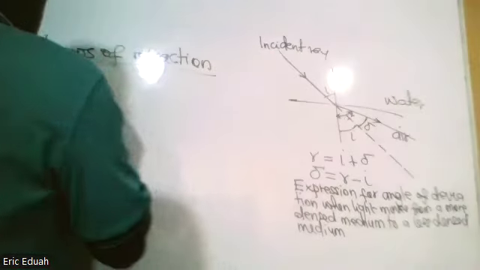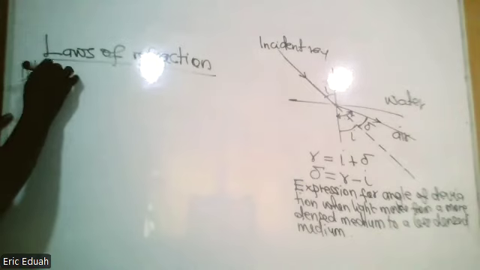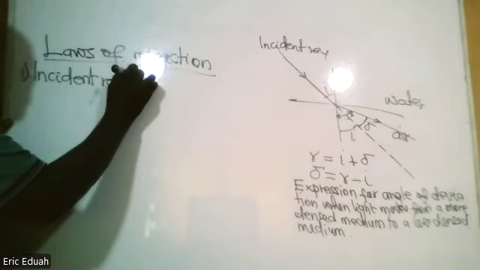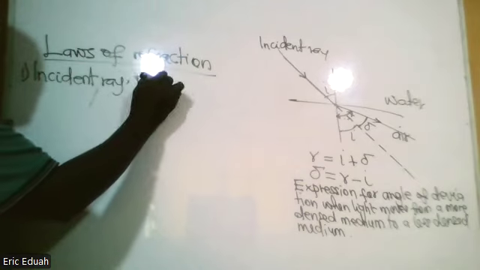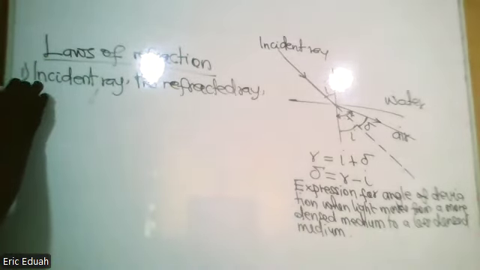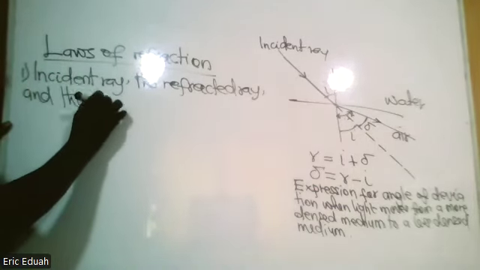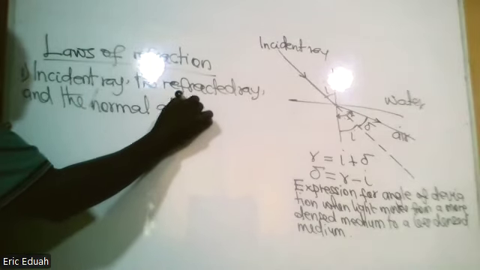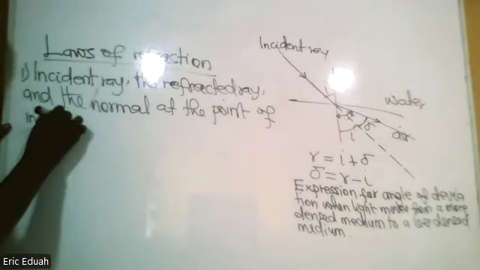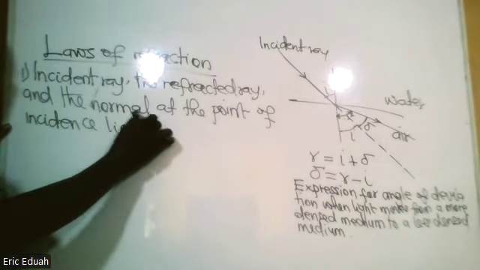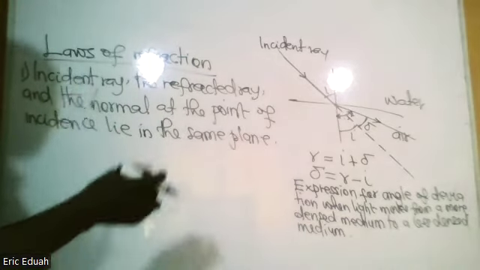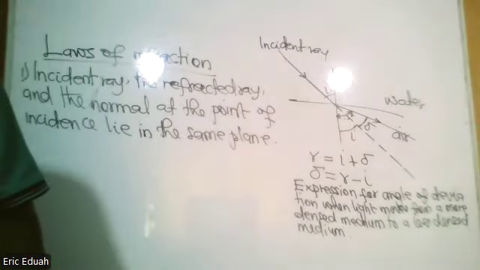That's the incident ray. The law says that the incident ray, the refracted ray, this time not reflected, refracted ray, and the normal at the point of incidence lie in the same plane. So it's very, very similar, the only difference is that reflected ray is changed to refracted ray. Okay.